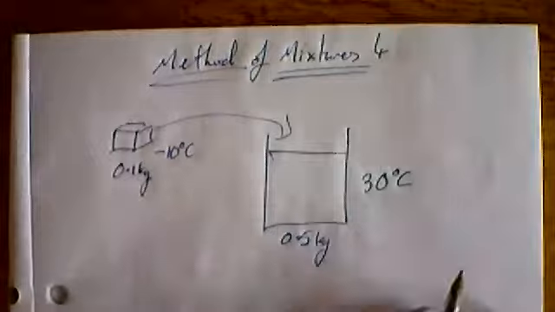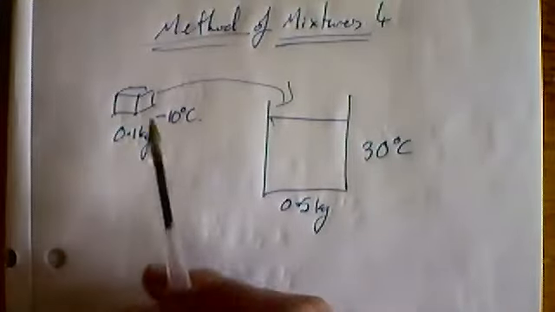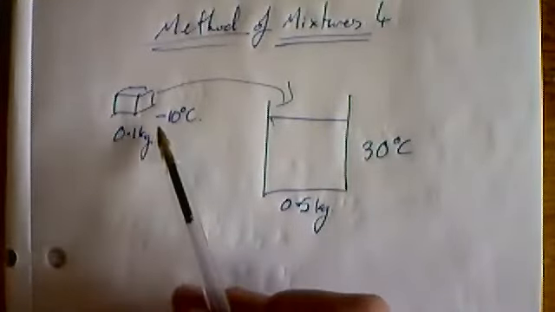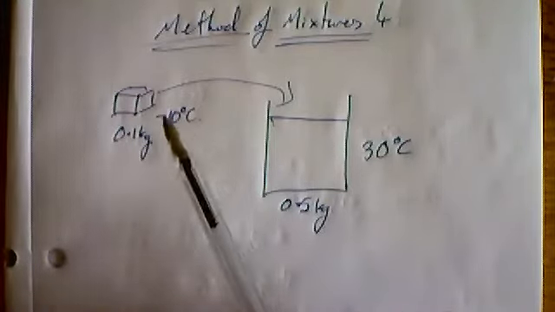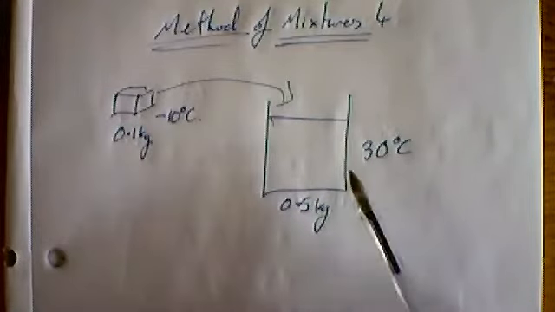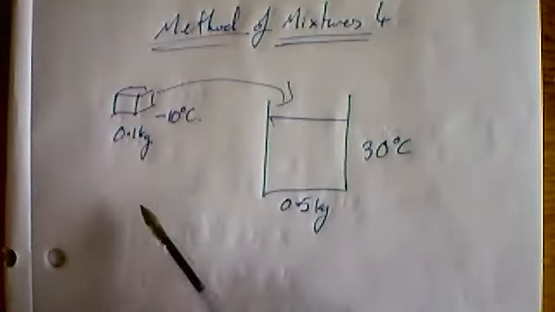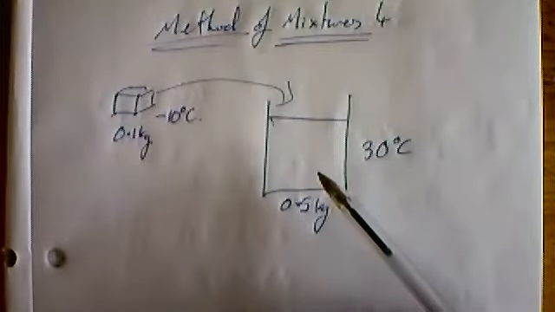It looks relatively simple. It's actually a little bit trickier because of the change of state. Because first the ice has to warm up to 0 degrees C, and then it's got to melt. And both of those processes are going to take energy from the water to do that. So we've got this warming up, melting, and then our method of mixtures after that to see what temperature the two finish at.